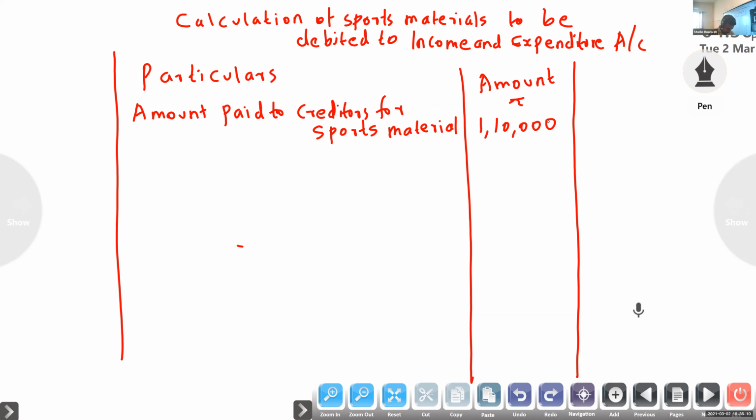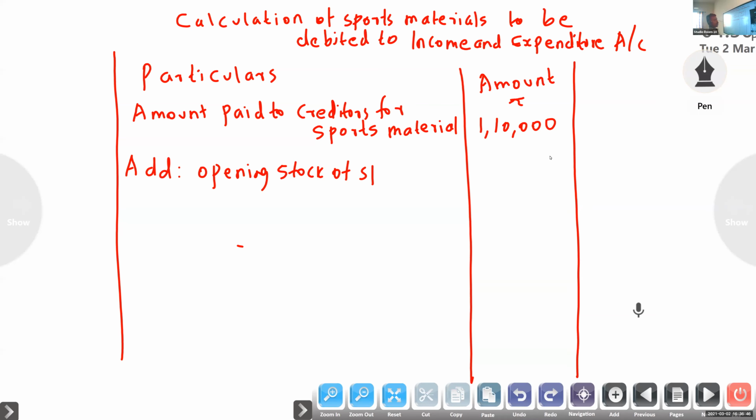Next, opening stock of sports material. So opening stock of sports material, what we have to do? Anila, add or less? Opening stock, add. So add opening stock of sports material, 21,000.